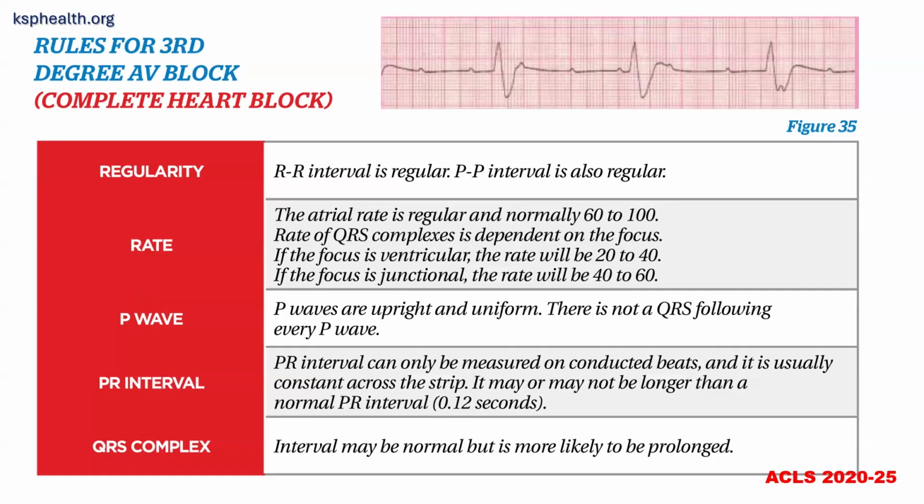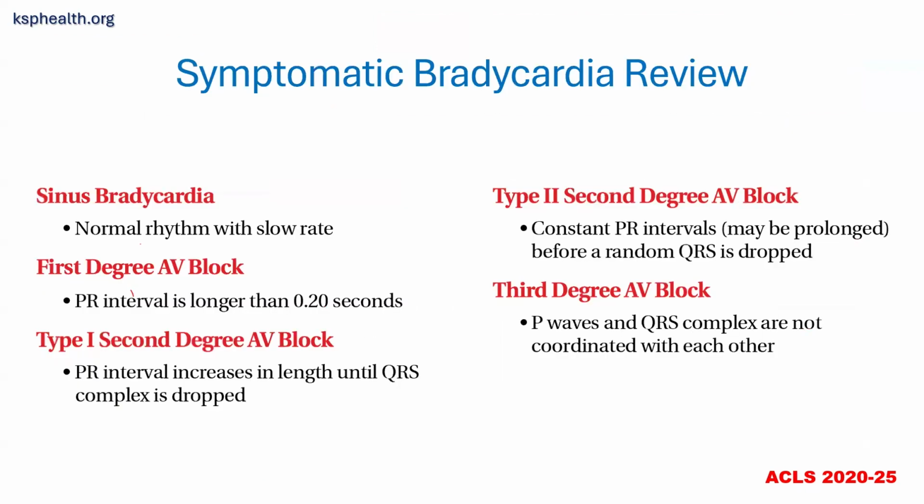The P waves are upright and uniform. There is not a QRS following every P wave. The PR interval can only be measured on conducted beats and is usually constant across the strip. It may or may not be longer than a normal PR interval. The interval may be normal, but is more likely to be prolonged in third degree heart block.